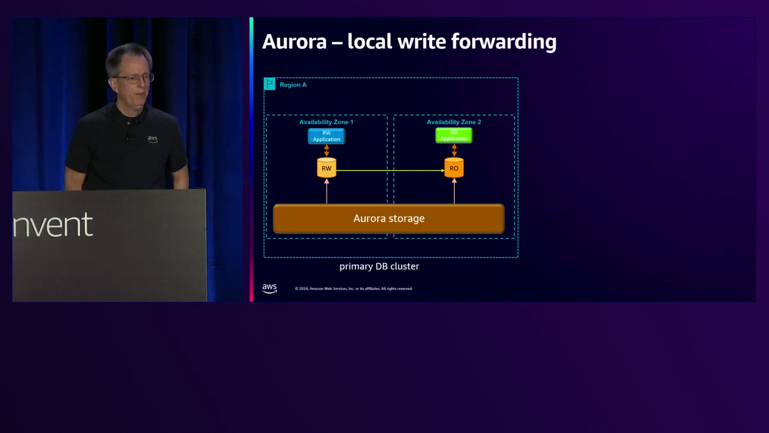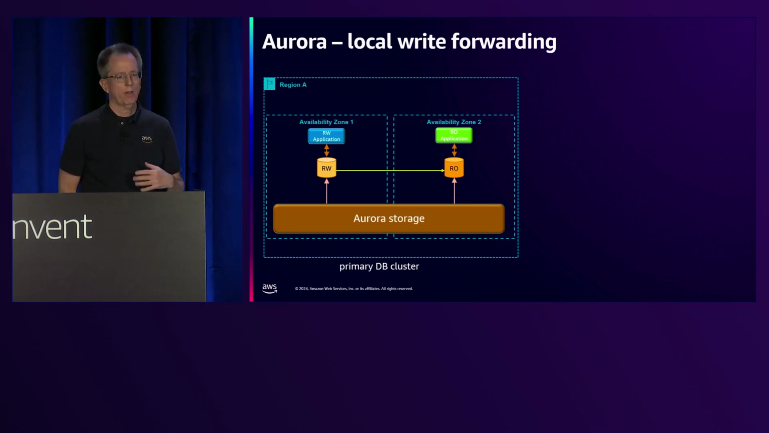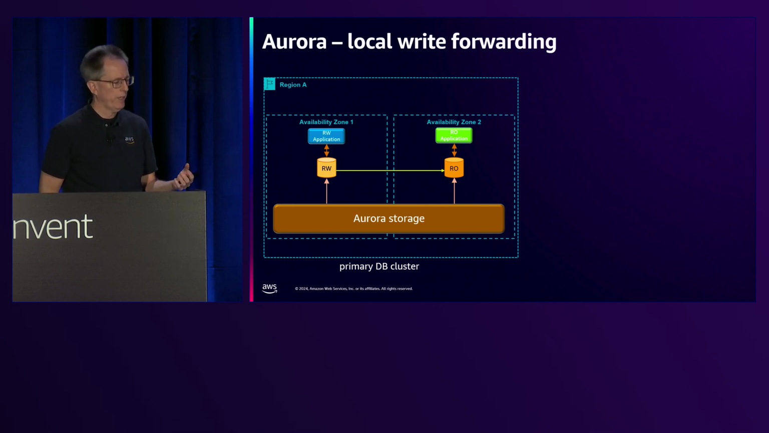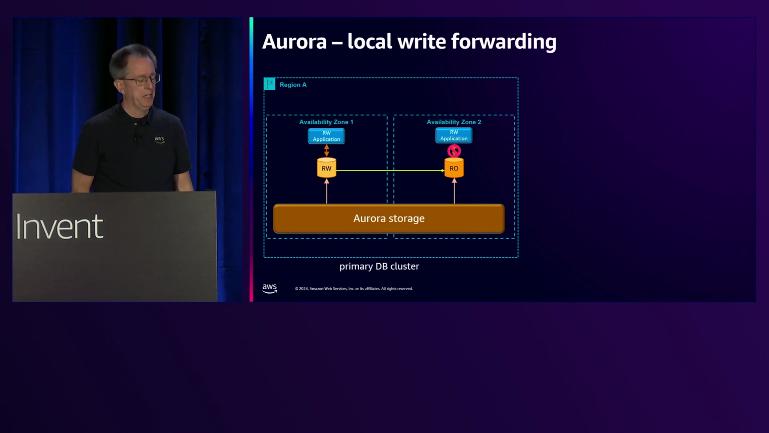So with these features, we get to innovate in different ways. And one of them is local write forwarding. So here I'm showing a simplified version of that region. And I have a read-write application and a read-only application running. But at some point, we'd really like to scale, and we don't want to have to recode everything. So making that application read-only is tough. Of course, if we want to make it read-write, the challenge is it's not going to be able to write because that's a read-only node, right? I mean, hence the name.